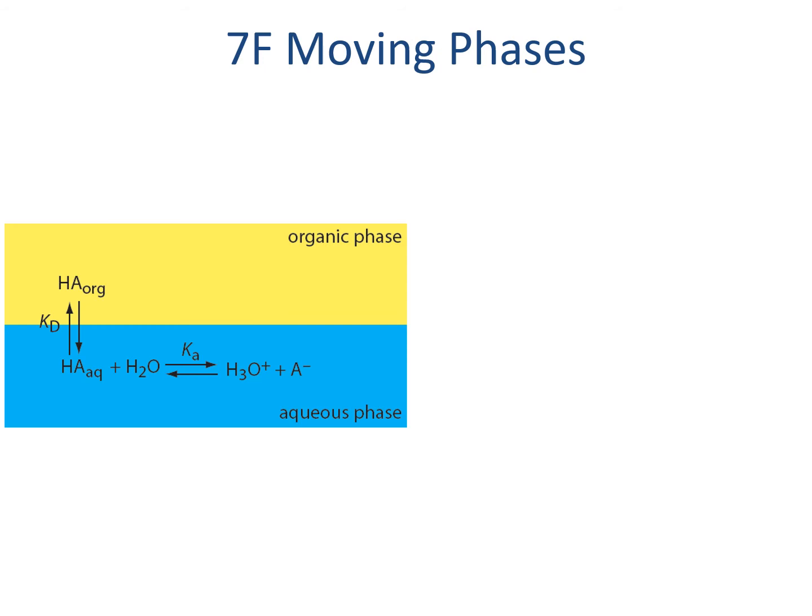To see clearly how this would work, let's look at A- in the aqueous phase of the drawing shown. A- is ionic, but if we add acid, that A- becomes HA. It becomes neutral. Now it's less polar and can move to the organic phase.